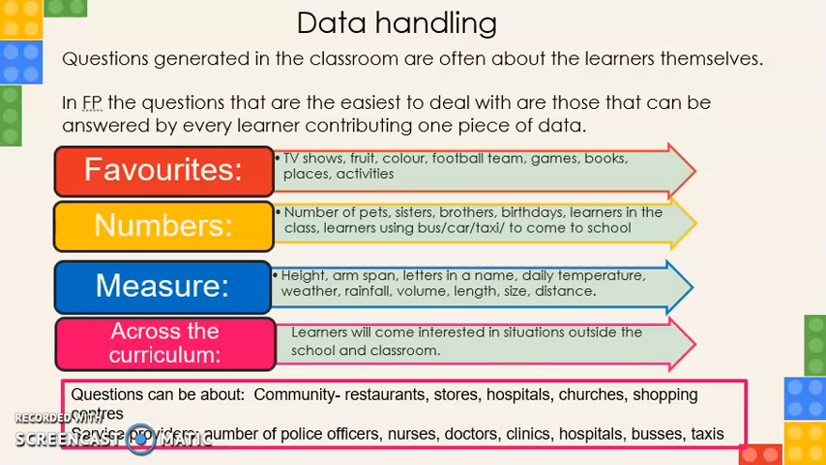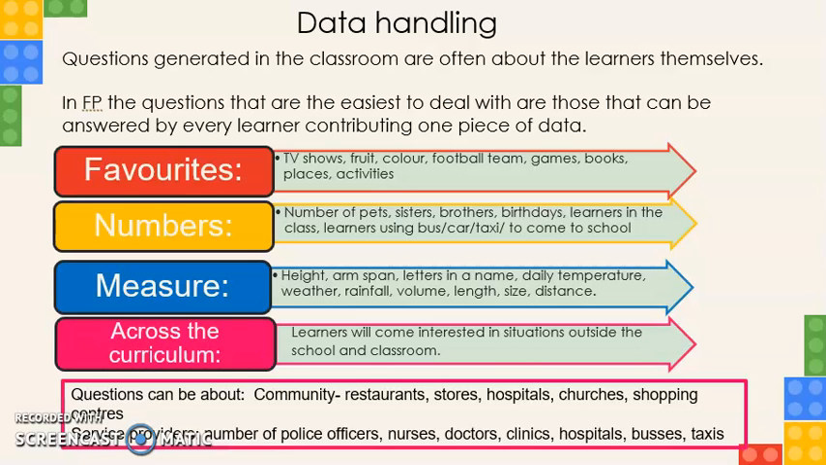Current interests and activities will lead to graphing subjects that learners will enjoy working on. Questions generated in the classroom are often about the learners themselves. In the foundation phase, the questions that are easiest to deal with are those that can be answered by every learner contributing to one piece of data. Some ideas for generating questions include favorites: TV show, fruit, color, football team, games, book, places or activities.